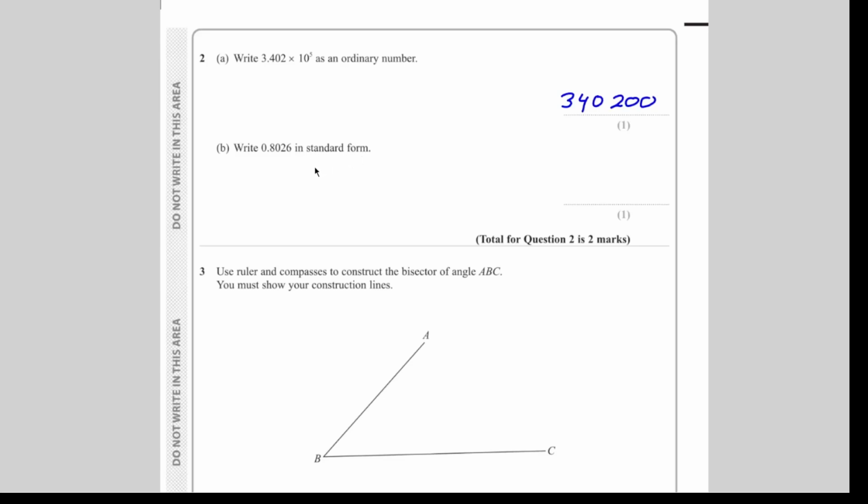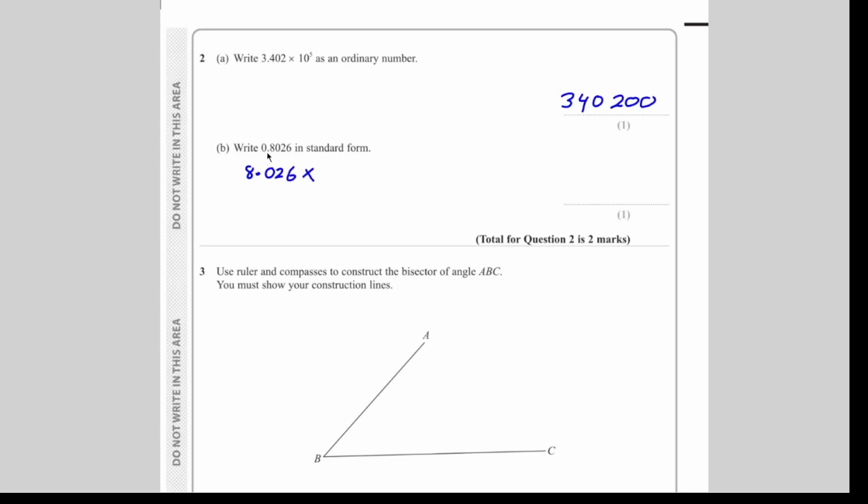Next, part B. Write 0.8026 in standard form. When writing a decimal number in standard form, you have to bring the decimal point in between the first and second significant figure. In this case, the first significant figure is 8. The second significant figure is 0. So I'm bringing the decimal point in between the first and second significant figure.